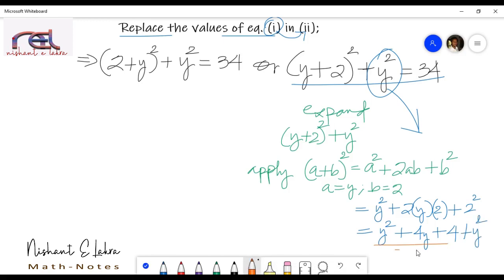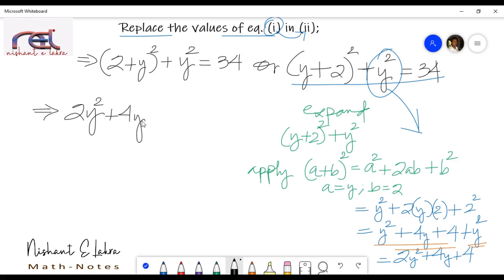Now you notice here that we have two like terms, right? Y square plus y square. So it will be written as 2y square plus 4y plus 4. So what we have done now is we have expanded y plus 2 whole square plus y square. Now let me write this down where we are solving the problem. The expansion on the right hand side is the rough part that I have done. So you can do this in the rough part on your page.